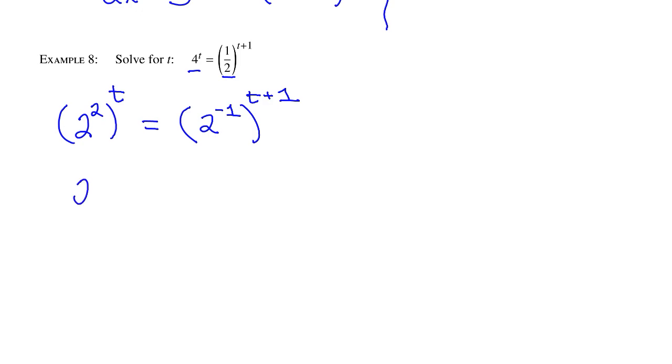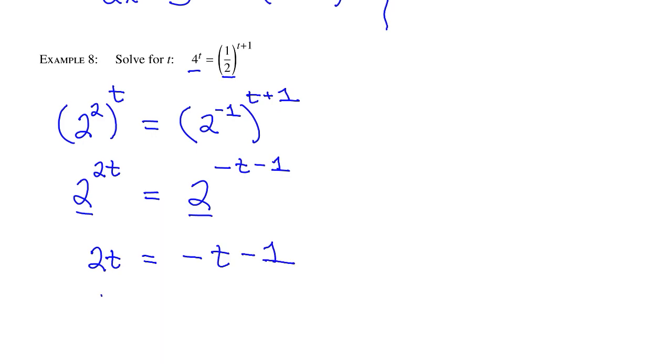Simplify the exponents. On the left, we get 2 raised to the 2t power. On the right, we get 2 raised to the negative t minus 1 power. Now the bases are the same. Set the exponents equal to each other. We get 2t is equal to negative t minus 1. That gives us 3t is equal to negative 1. And so t is equal to negative 1/3.